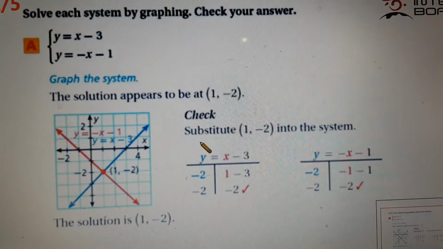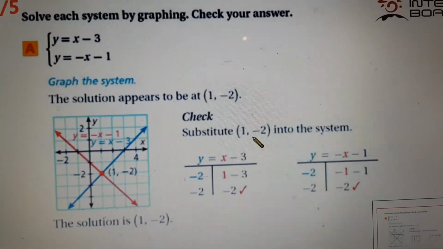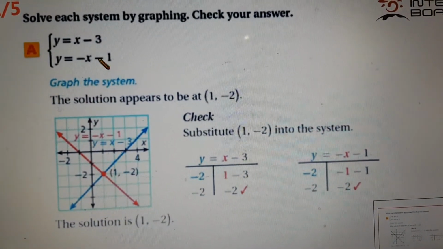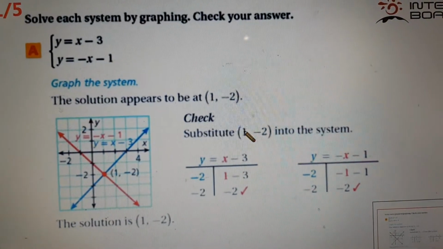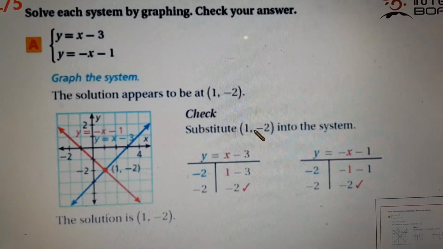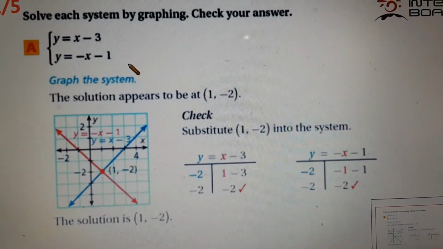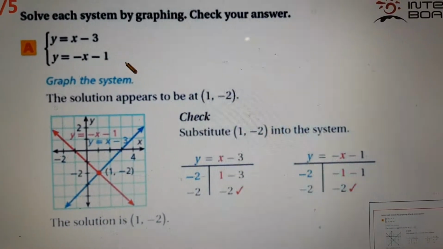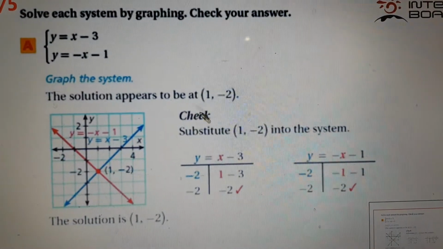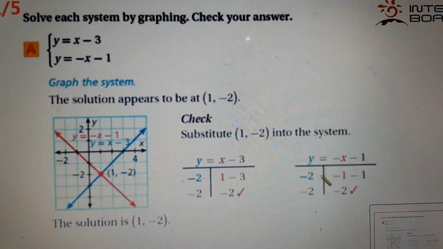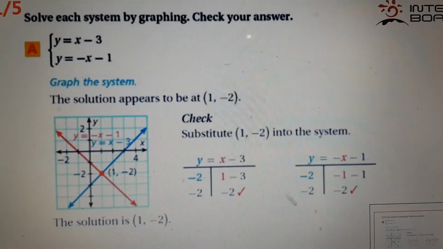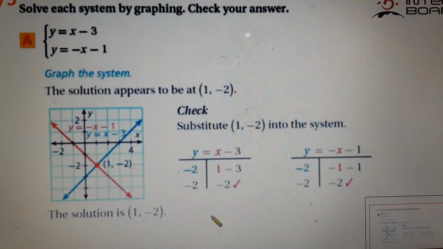How can you check your answer? Substitute in each equation in your system. Instead of x, I'll use the number 1. Instead of y, I'll use the number negative 2. In each one, in y equal x minus 3 and y equal negative x minus 1. If both of them are right, your solution is right.